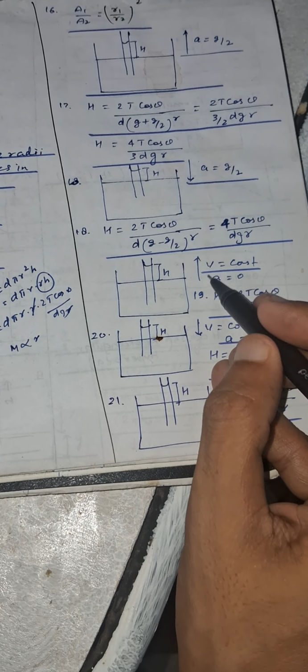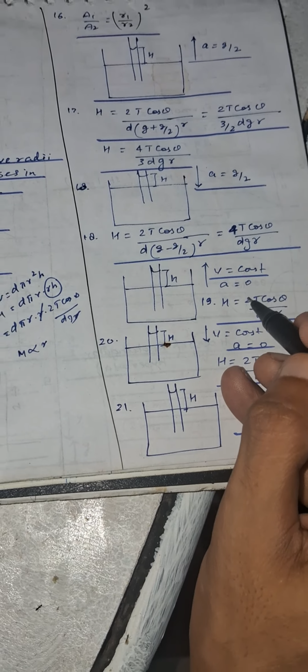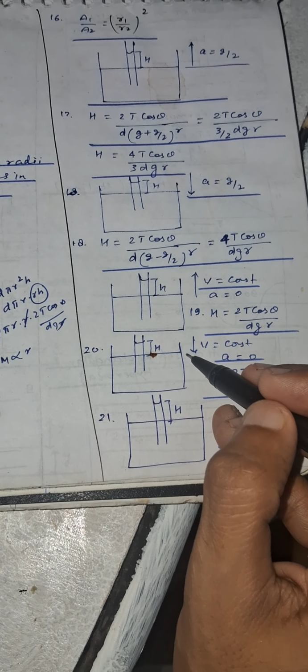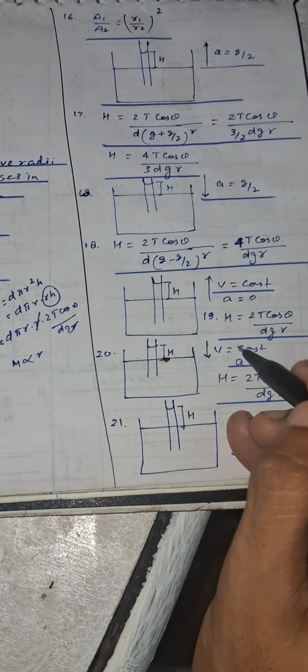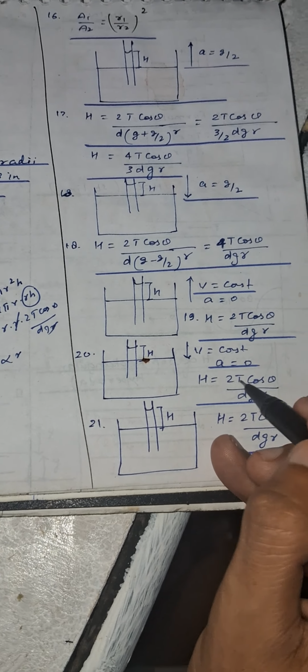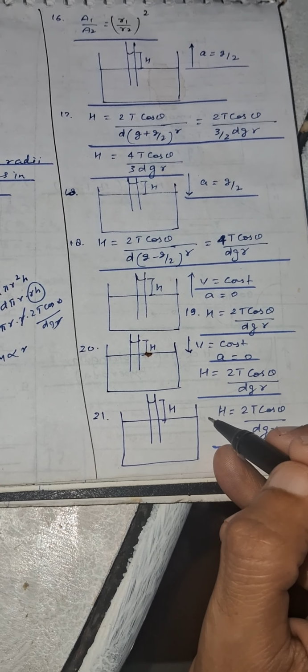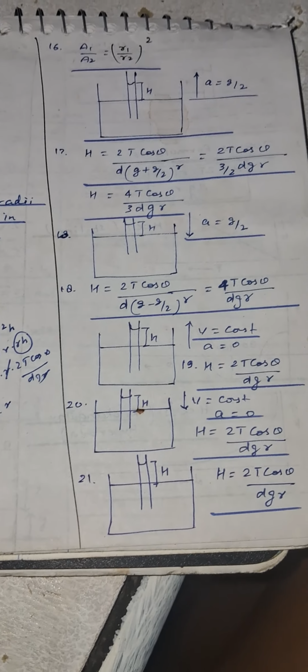However, in case of constant velocity moving upward, we have acceleration as 0. So h will be 2T cos theta by rdg. If it is moved downward with constant velocity, then also acceleration will be 0, so h will be 2T cos theta by rdg. And in case of a stationary liquid also, h will be 2T cos theta by rdg.